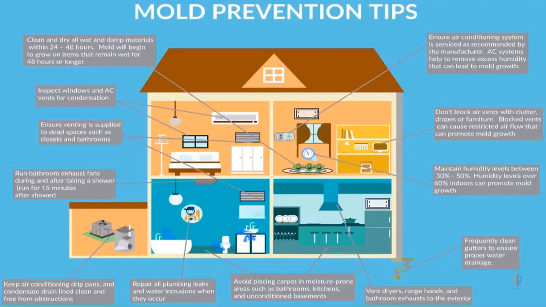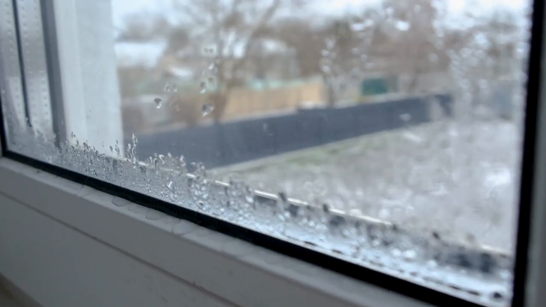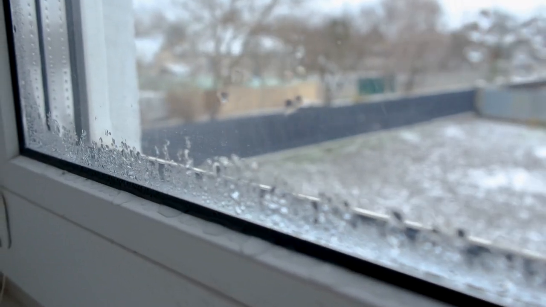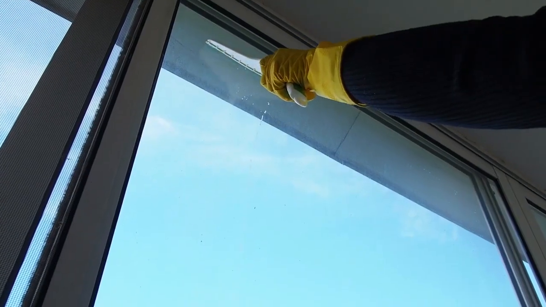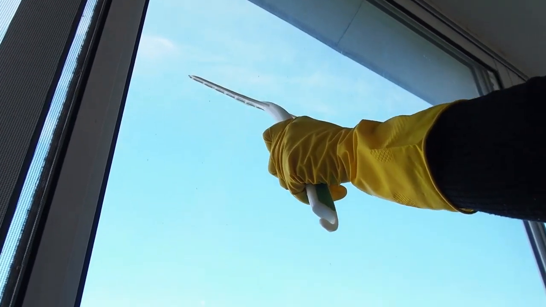In today's video, we will review some mold prevention tips for your home. One of the first things we will talk about is potential moisture problems. Always look out for moisture or condensation, especially on or around windows. If you see condensation, make sure you frequently wipe those areas down to avoid standing water.